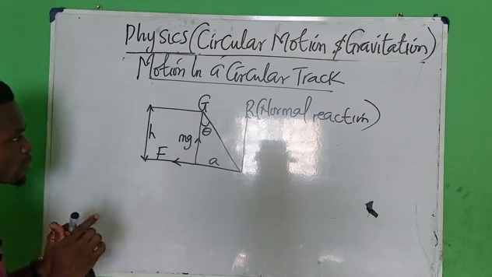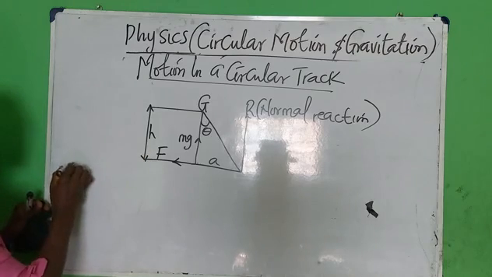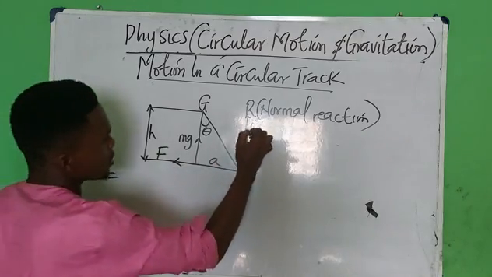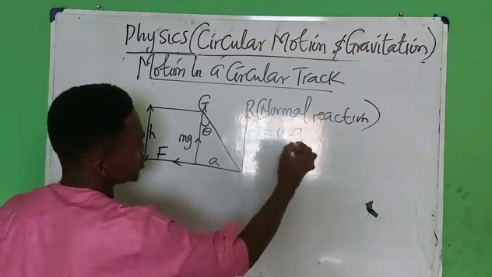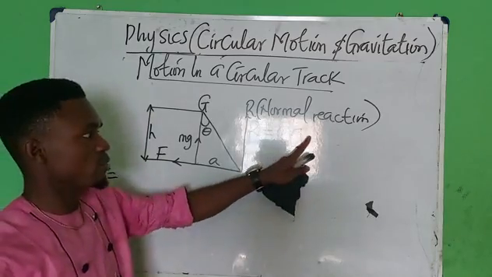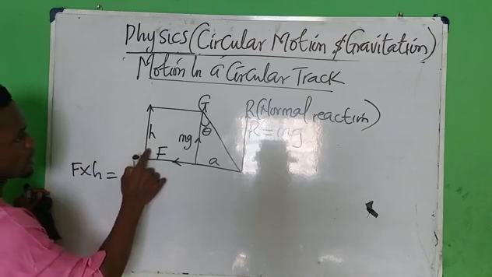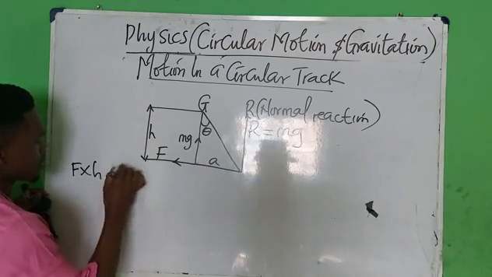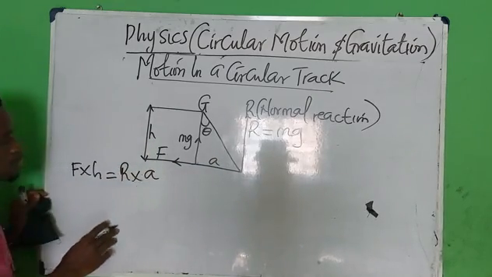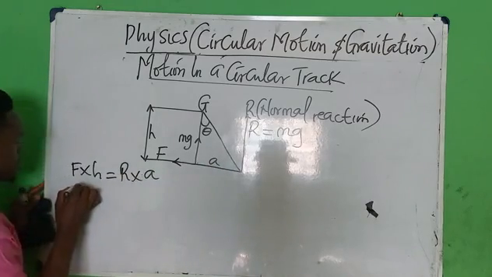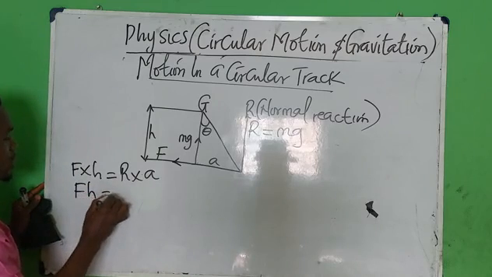Just look at what I'm going to do. It becomes F times H is equal to, take note that the arrow is equal to what? mg. Mass times what? Gravity. So F times H is equal to arrow times A. So arrow times what? A. But I've given us that arrow is mg. Therefore it means that FH is equal to what?